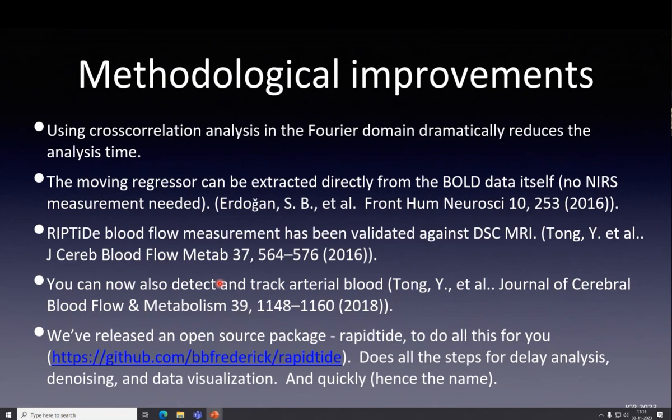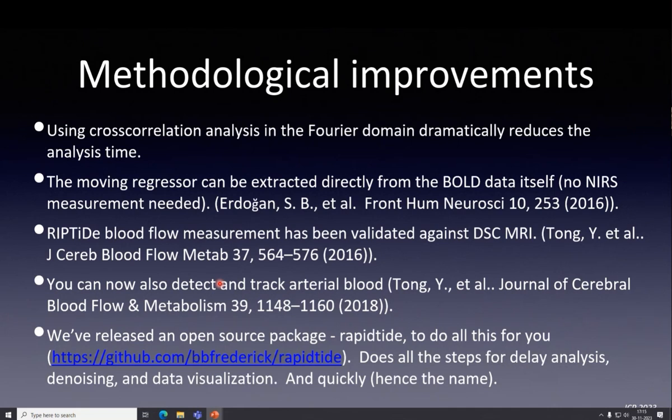So over the years, we've made a lot of methodological improvements. As I said, we use cross-correlation analysis rather than FSL GLM, which goes orders of magnitude faster for the processing. We found that since we asserted that this global mean regressor is everywhere in the brain, you've got to be able to find it in the brain somewhere, right? So we developed an iterative bootstrapping method to start from the global signal and refine it until we figured out what this moving signal looked like. That means you don't have to have an external NIRS probe. That's great because most existing data doesn't have that, and it's just one more thing that you have to take care of if you have another instrument.